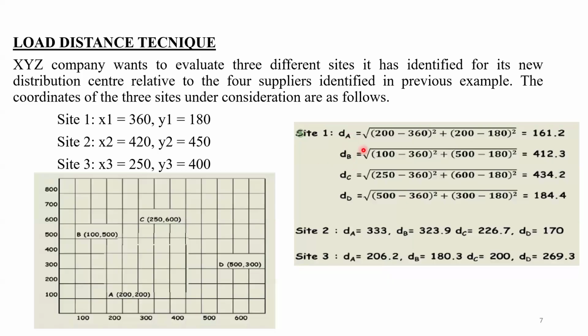If I calculate from this A point to my site, it is 161, and for the next it is 412. Maybe you can calculate this in kilometers or whatever unit is given there. Same like for site 2, you are going to calculate DA, DB, DC, and DD, and the same for site 3 as well. So I have got the 12 distances along with me.